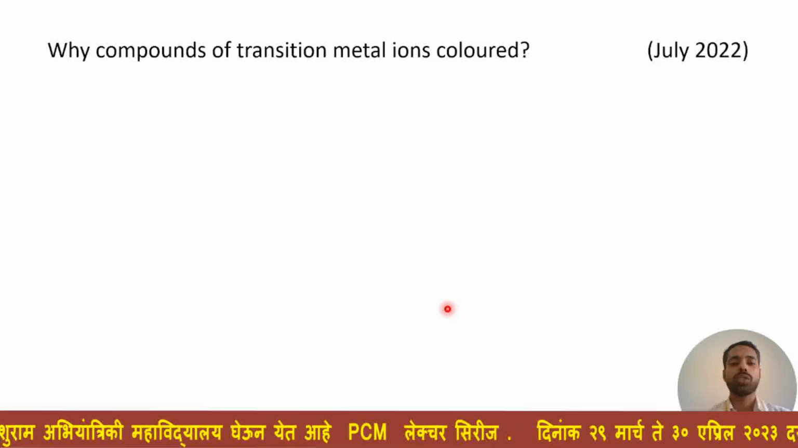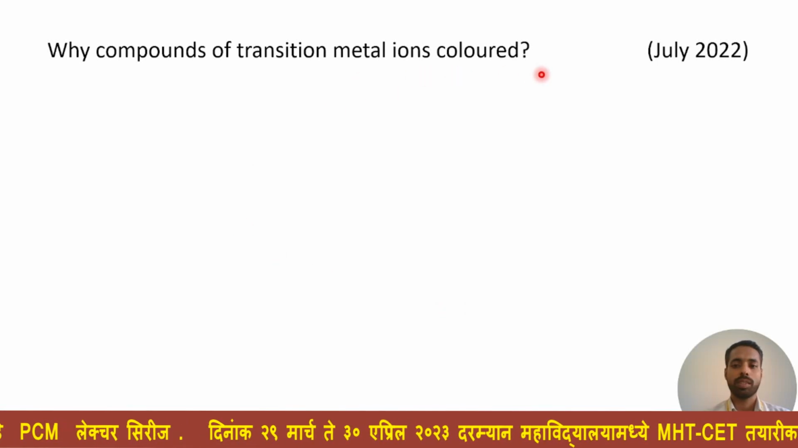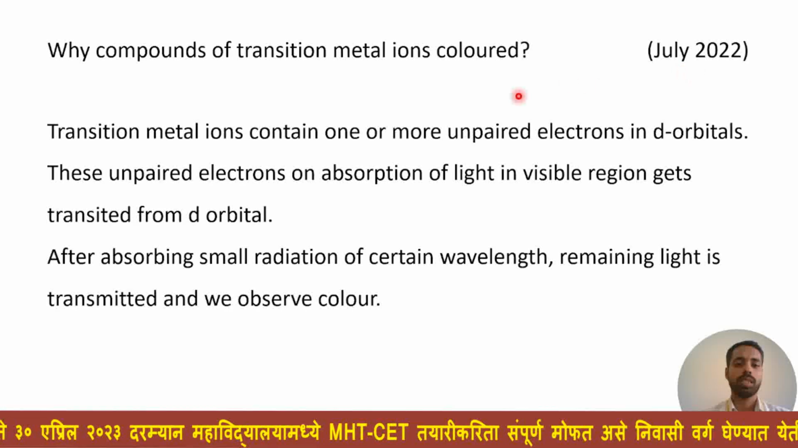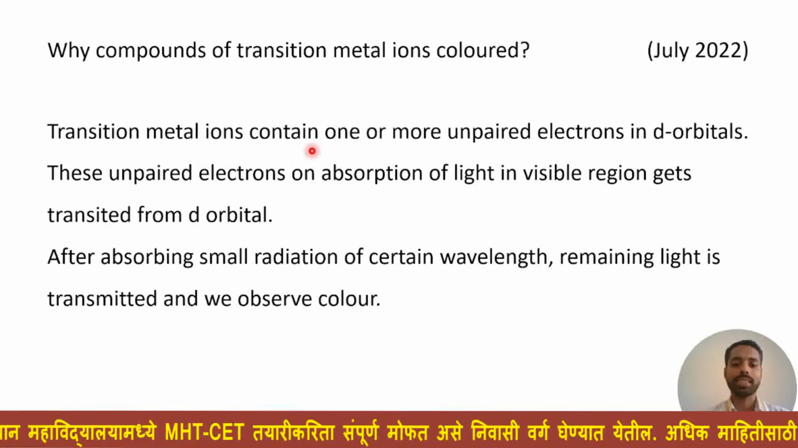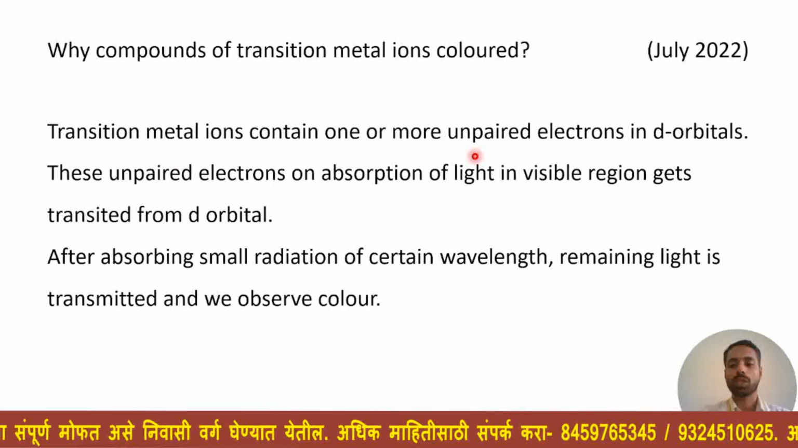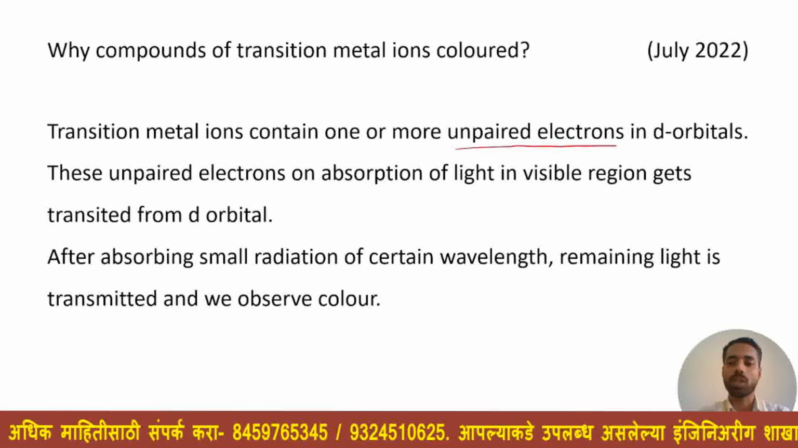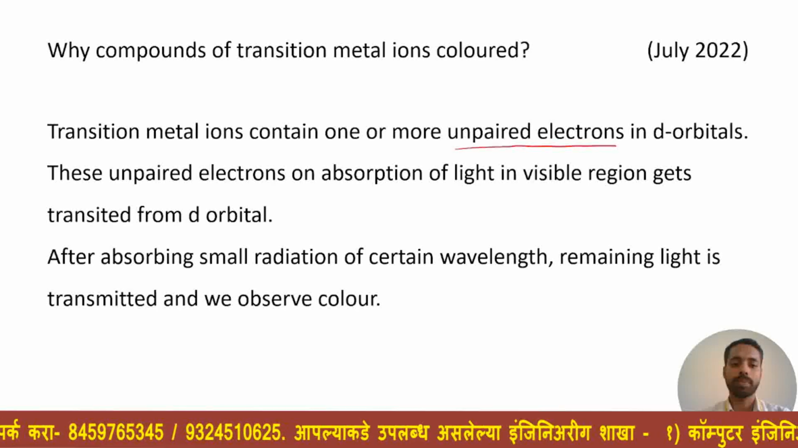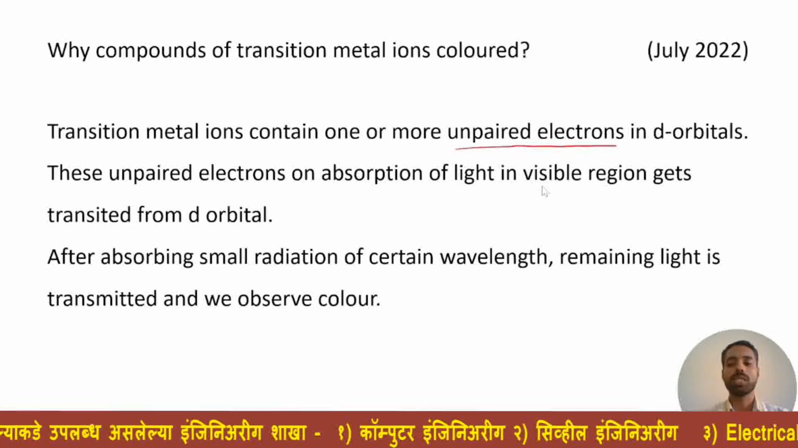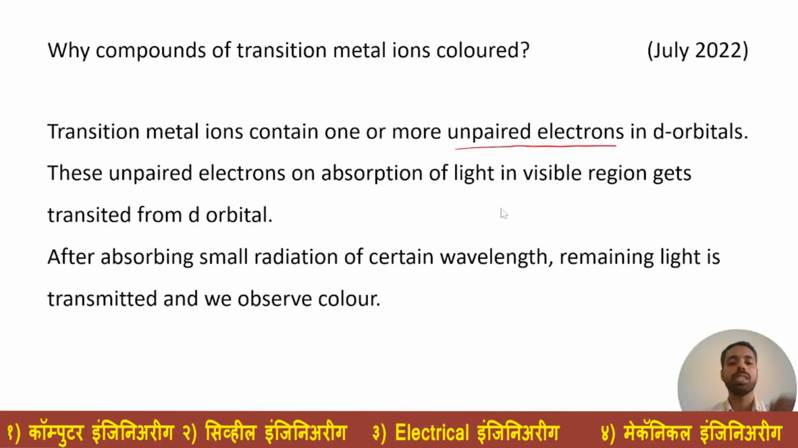Why are compounds of transition metal ions coloured? This was asked in July 2022. Transition metal ions contain one or more unpaired electrons. What we need to remember is one or more unpaired electrons in the d orbital. These unpaired electrons, on absorption of light in the visible range, get transited from the d orbital to other orbitals.